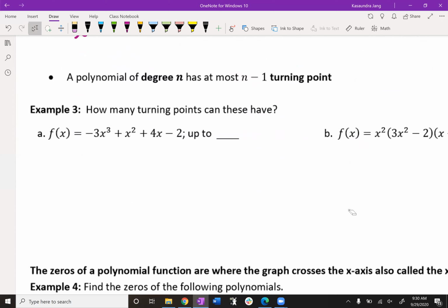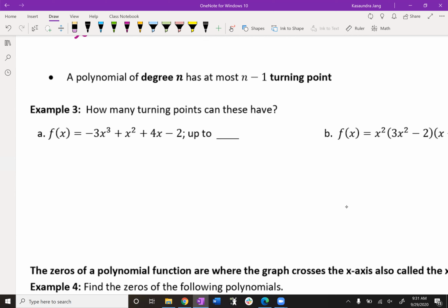So let's see. I do want to put that it has at most, we didn't talk about this yet, at most n minus 1 turning points. It could turn less than that. It has to have the correct end behavior, but it has at most n minus 1 turning points.